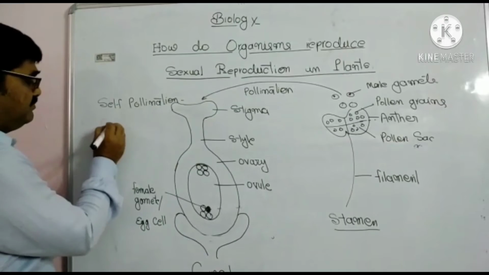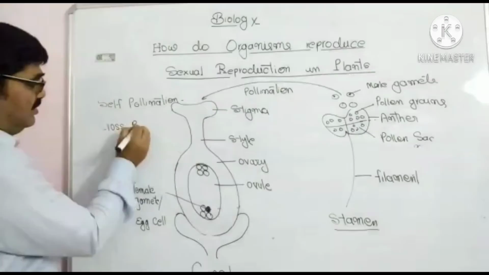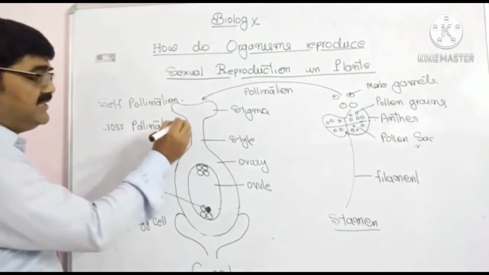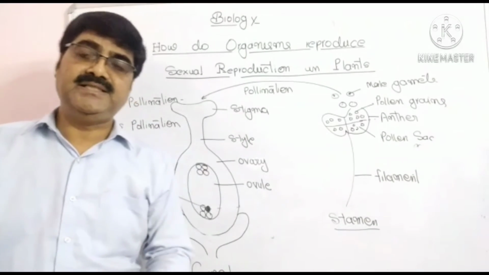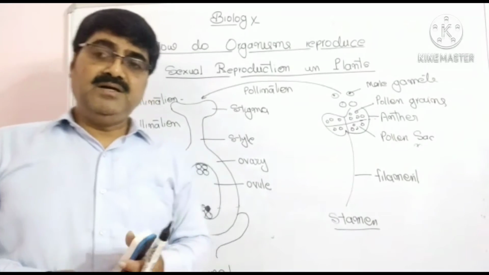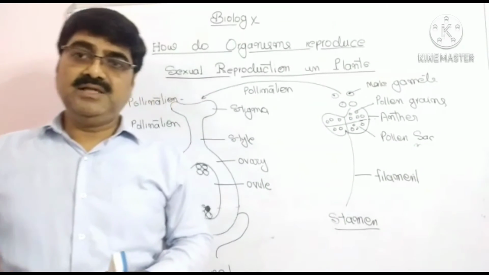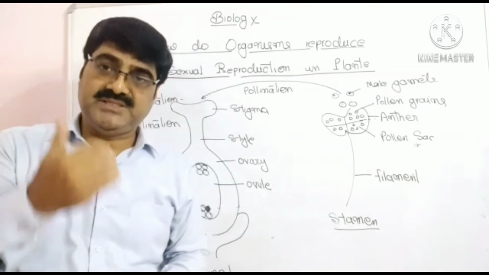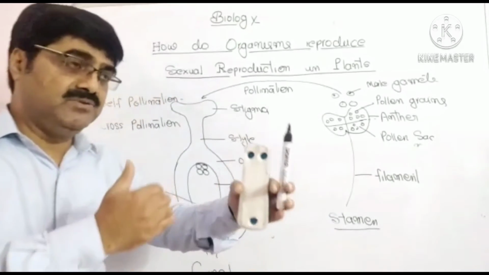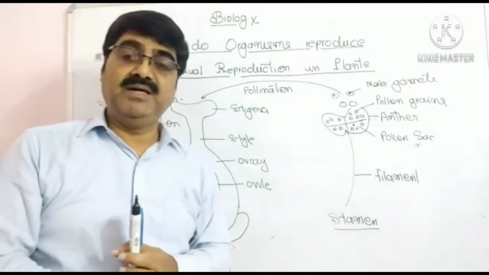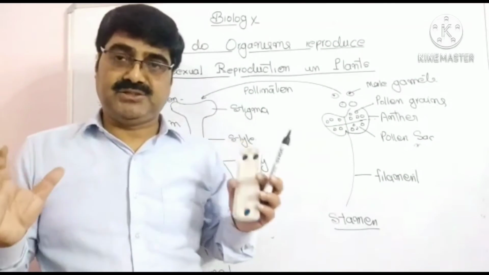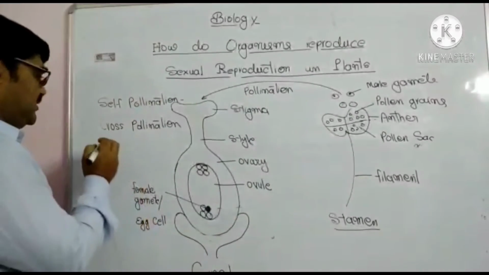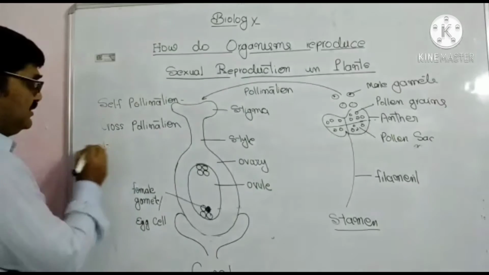And cross-pollination. Cross-pollination is the transfer of pollen grains from one flower to another flower of another plant of the same species. Here the pollen grains have to move from one flower to another flower. That's why it is called cross-pollination. And for this pollination they need agents. So this cross-pollination takes place with the help of three agents.